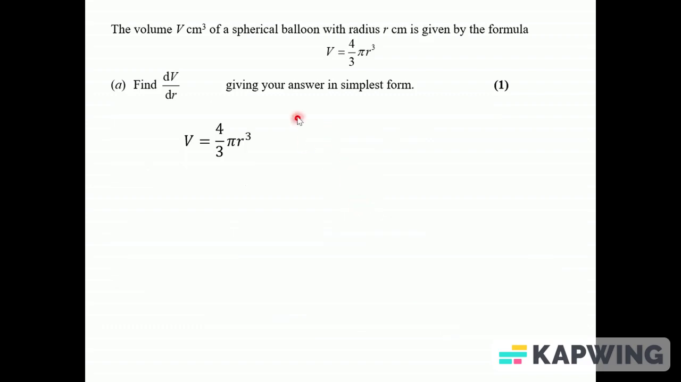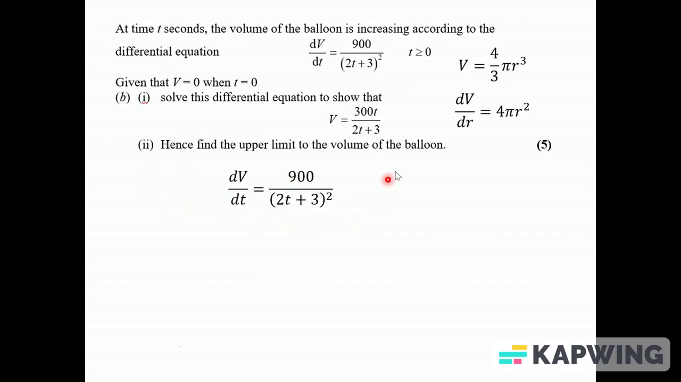But so here we go. dV by dr, V in terms of r. Well, we've got the r cubed differentiates to 3r squared. Those threes will cancel, and 4 pi r squared is its simplest form. So then we've got the dV over dt is equal to this.